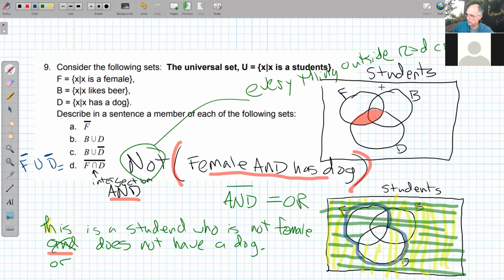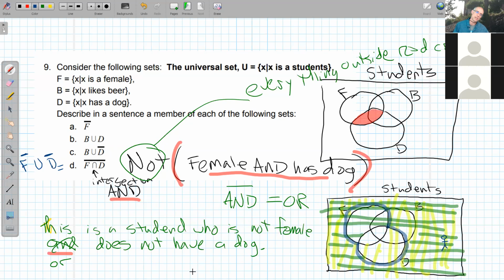Thank you for helping. Did you just say this student who likes beer? That would be incorrect. Yeah, because if we said it's a student who likes beer for this one, then we're missing out on, say, people in this region over here. This person is not a female and they don't have a dog, but they don't like beer either.